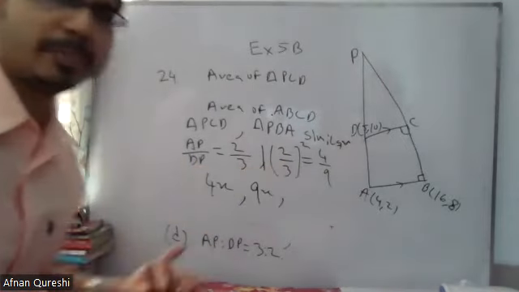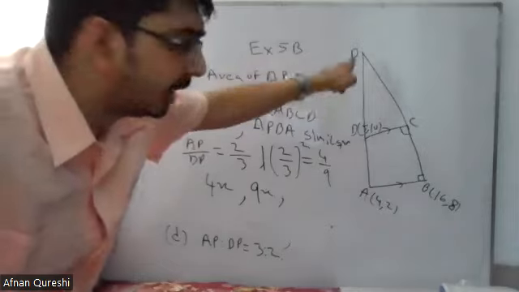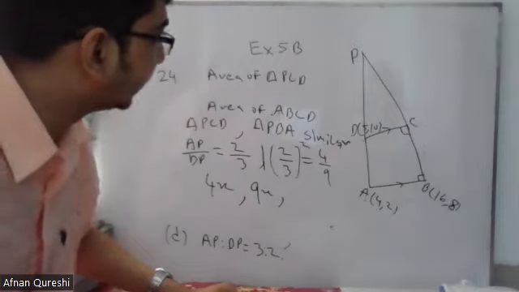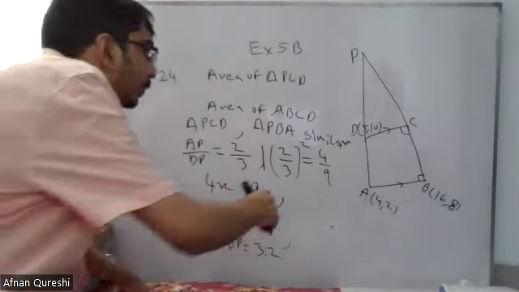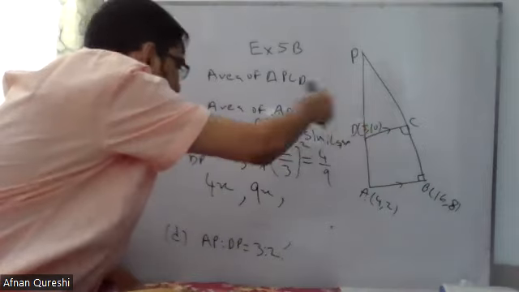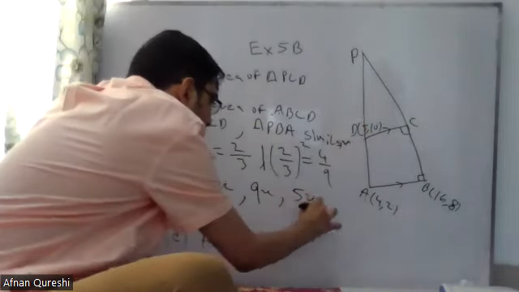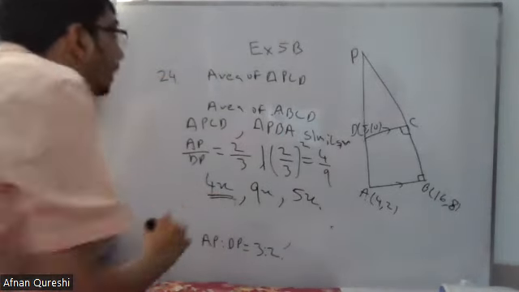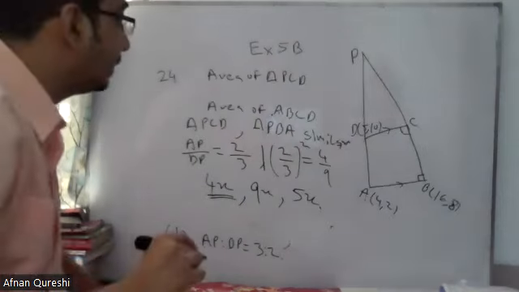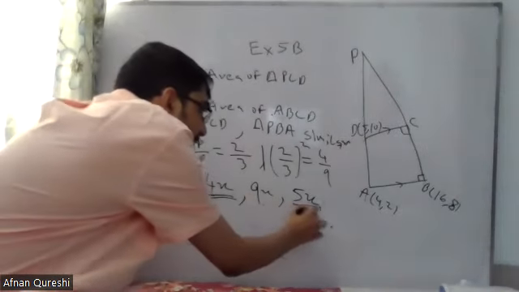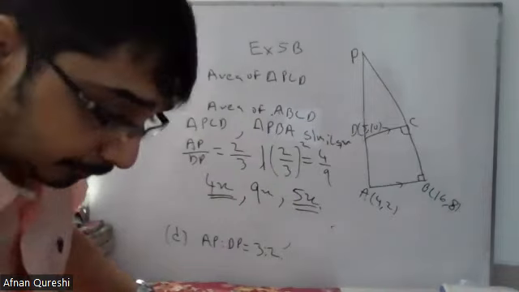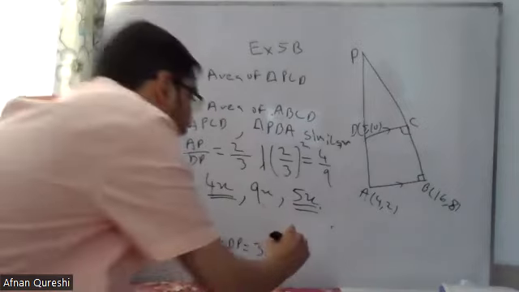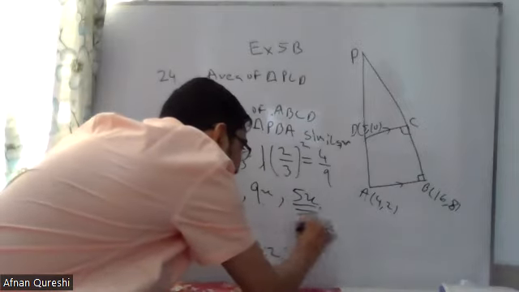So what is the area of the trapezium basically? Area of the larger triangle minus area of the smaller triangle. So the area of the trapezium is simply going to be 9x minus 4x, which is 5x. What you have to find out here is the ratio of the area of PCD to the area of the trapezium ABCD. So this ratio is going to be 4x is to 5x, so it is 4:5.